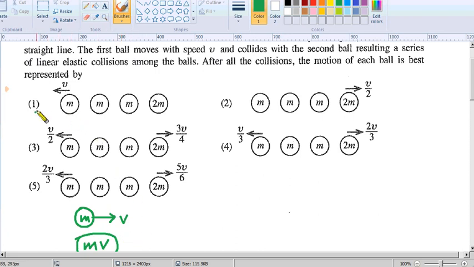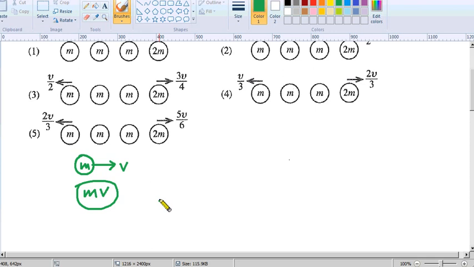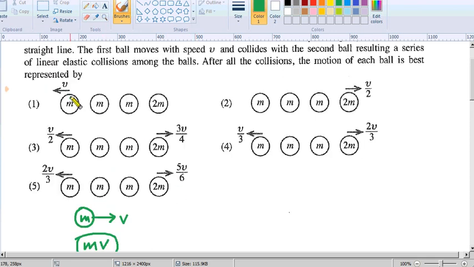So they say in this first answer, after all the collisions only this ball moves to left with a velocity v. So we have to check. This one is the final system, so we have to check whether it has this value for momentum. Let's check the first one.